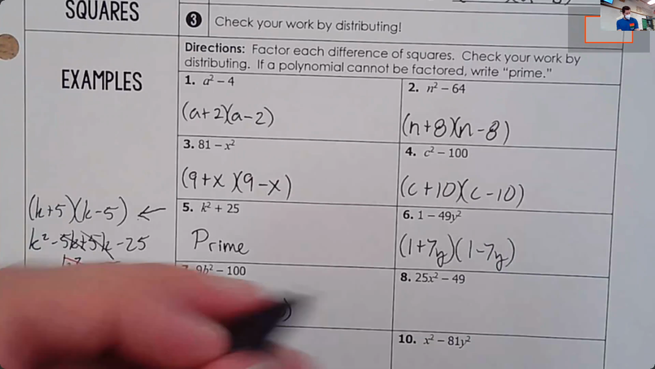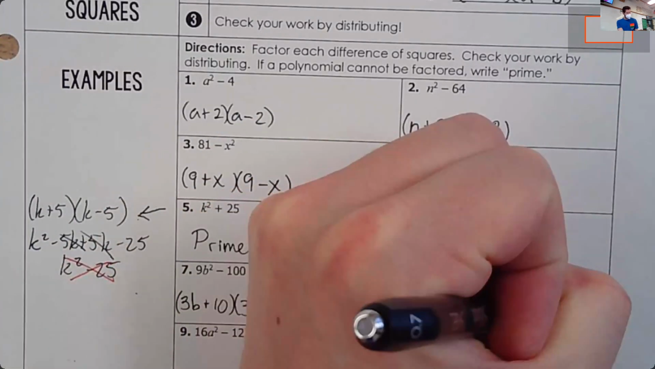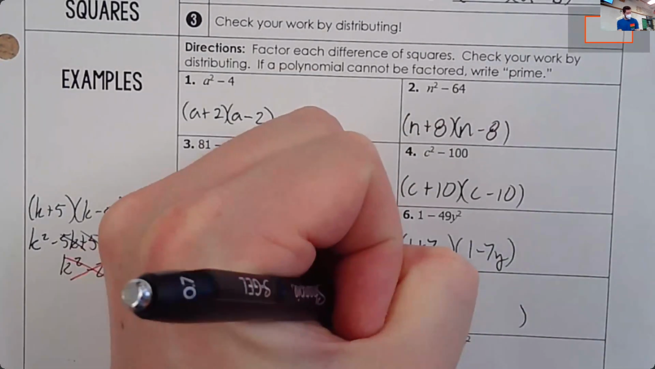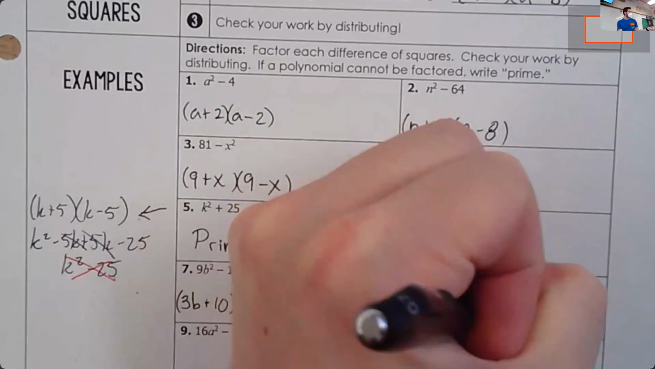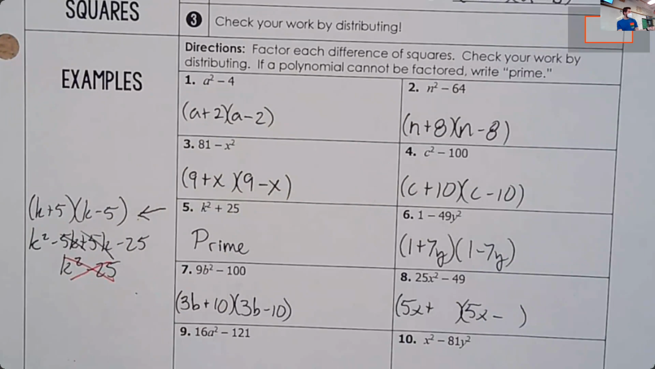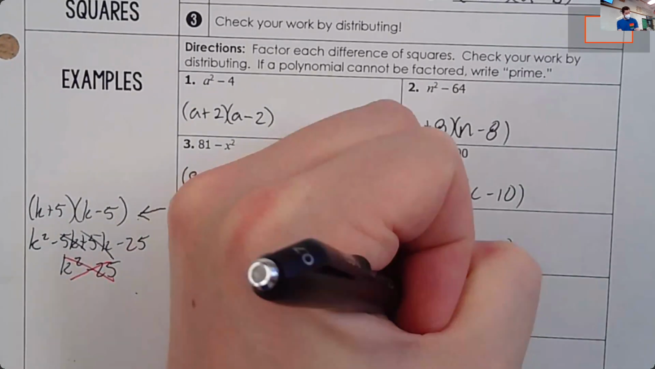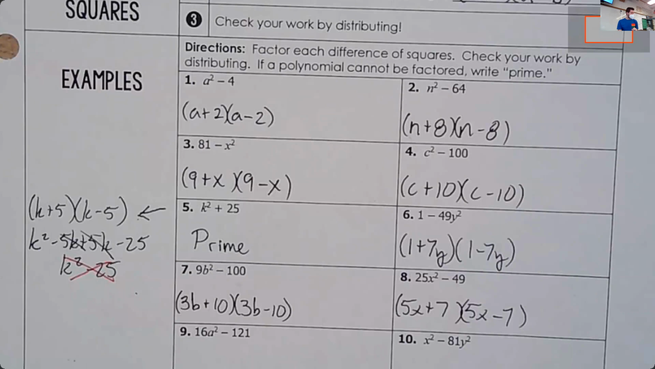And then what times itself equals x squared? All right, so 5x, plus, minus, and there you go. 5x plus 7, 5x minus 7. Number 8, we just did number 8, sorry.